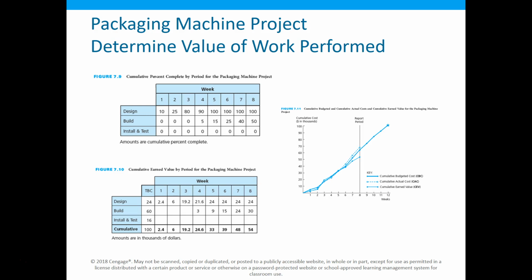So up here at this little dash line, the accumulated actual cost is up here. That's at that $68,000 mark. Our budgeted cost is $64,000. That's the solid line. And then our cumulative earned value is $54,000. Do we think there's a problem with this project? Are we ahead or behind on this project, you think?